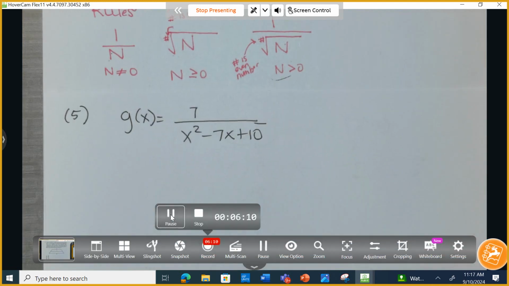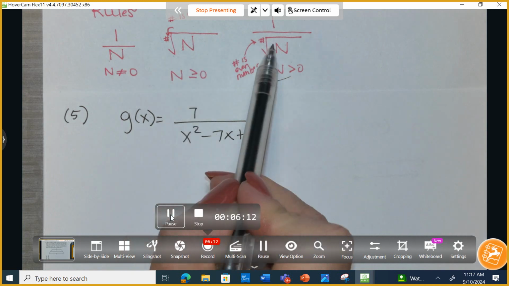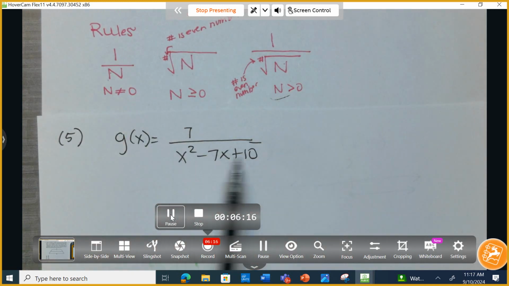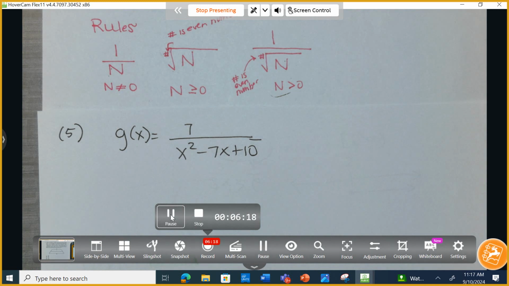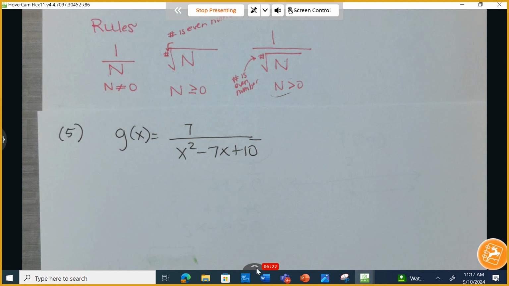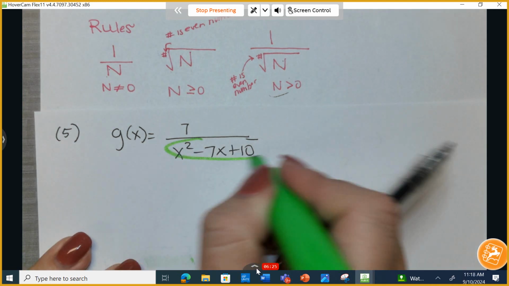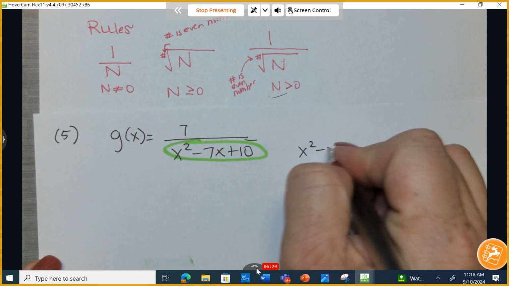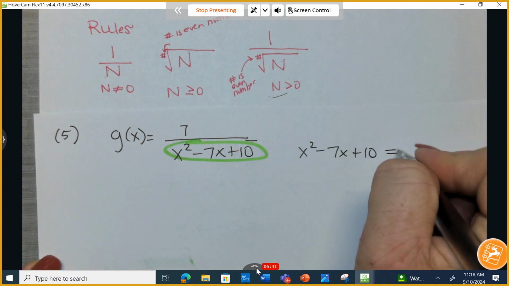Let's look at number 5. So number 5 does not have a radical, so I don't have to worry about the second or the third rule. But I do see a variable in the denominator. So that tells me that the denominator I need to be concerned with. The denominator cannot equal 0 or it'd be undefined. So I'm going to take x squared minus 7x plus 10, and it cannot equal 0.